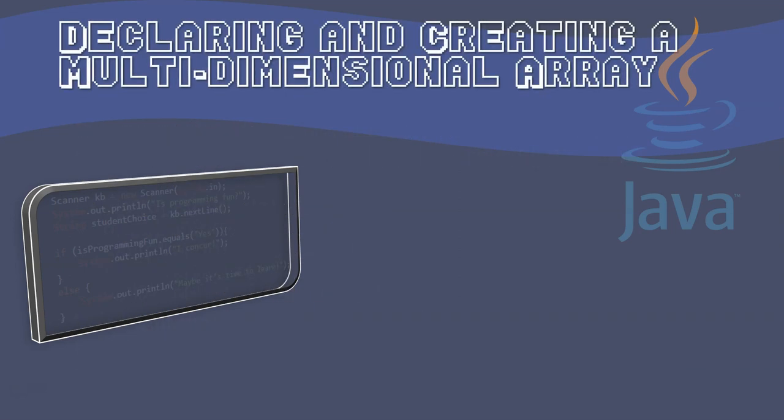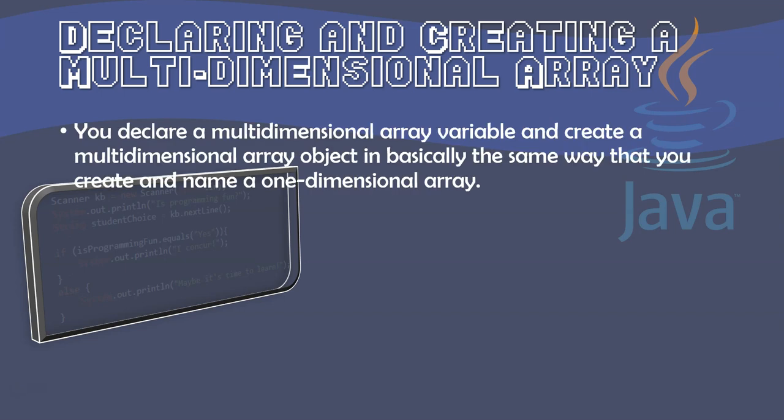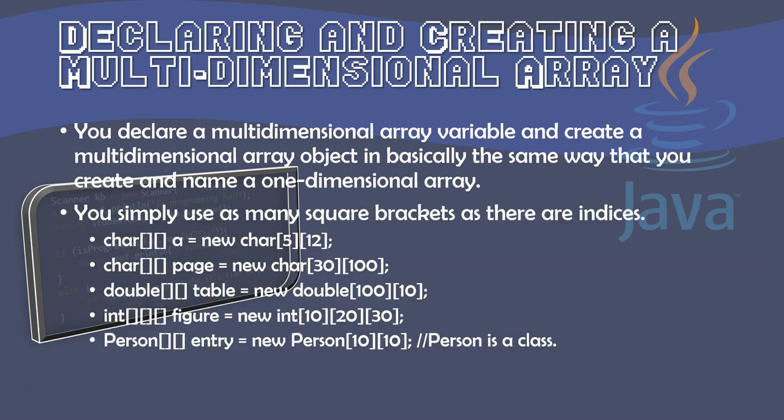So let's keep this in mind as we start thinking about, okay, so we can do this. How do we actually declare and create multi-dimensional arrays? Well, you declare a multi-dimensional array variable and create a multi-dimensional array object basically the same way that you would create and name a one-dimensional array. You simply use as many square brackets as there are indices. So if we have a two-dimensional array, we have 2 square brackets, and therefore 2 indices. If we have a three-dimensional array, as you can see here with int figure, that one is three-dimensional because we have 3 sets of square brackets, and therefore 3 indices.